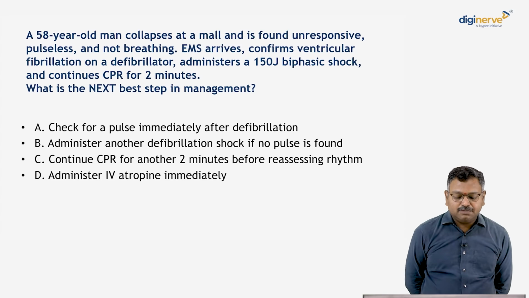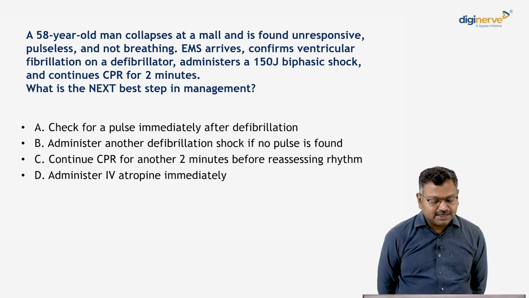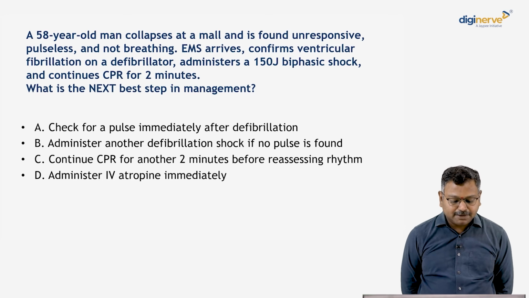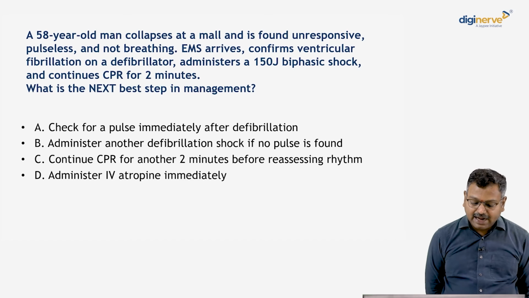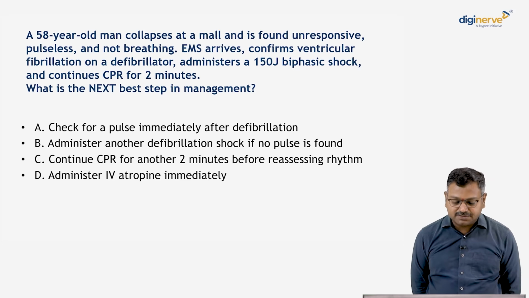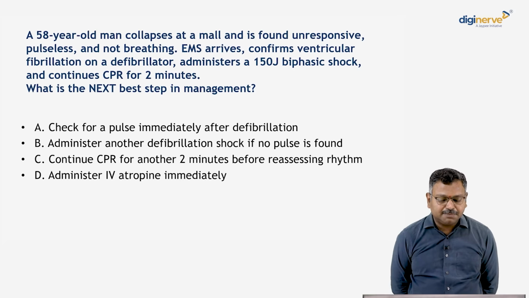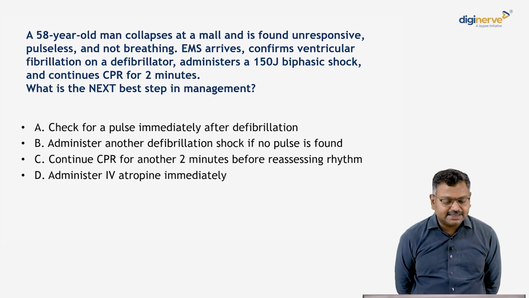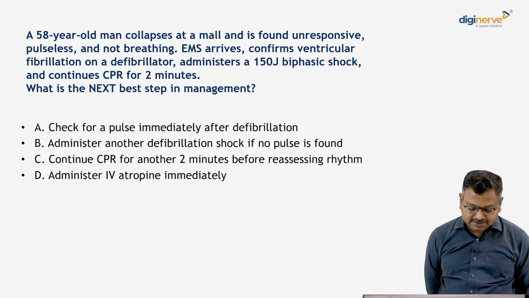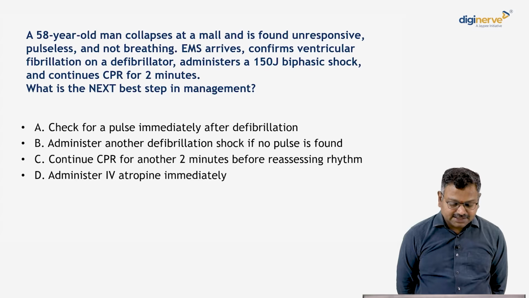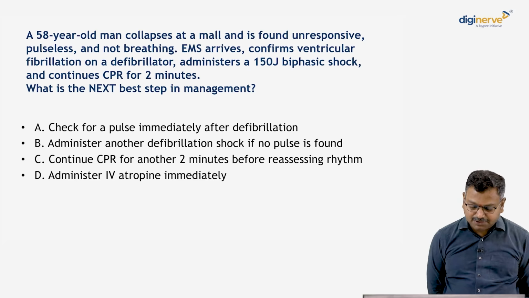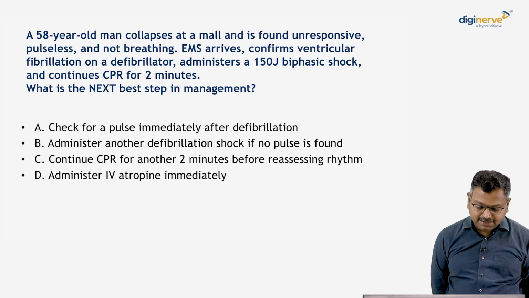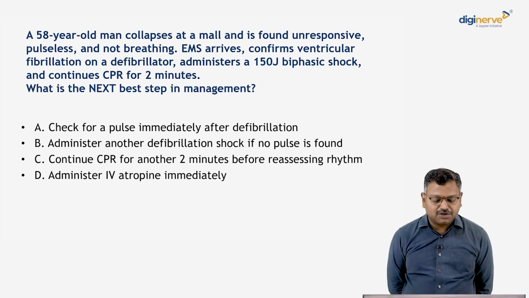A 58-year-old man collapses at a mall, found unresponsive, no breathing, pulseless. EMS sees ventricular fibrillation and administers a 150 joule biphasic shock, with continuous CPR for 2 minutes. What is the next thing that has to be done? Check for pulse after defibrillation, administer another defibrillatory shock if pulse is not found, continue CPR for 2 minutes before reassessing rhythm, administer IV atropine.